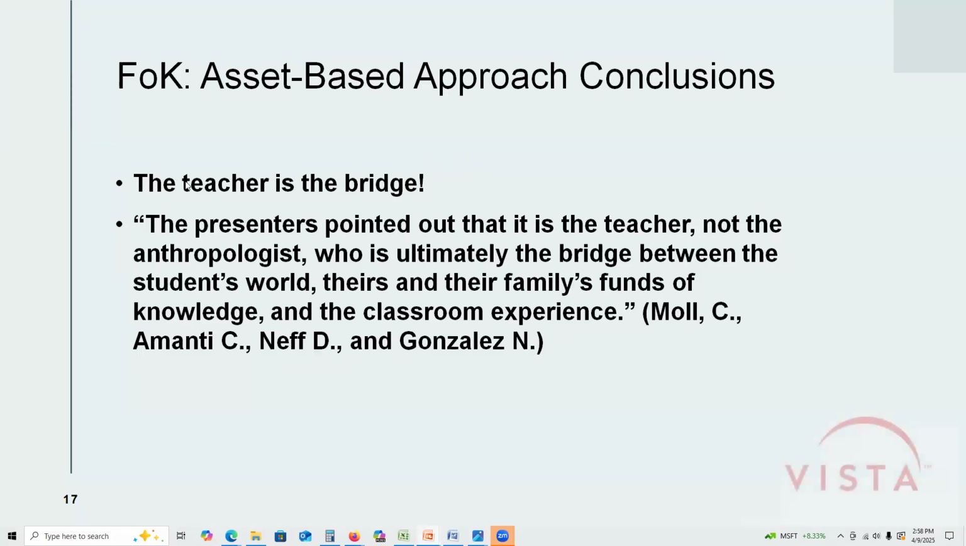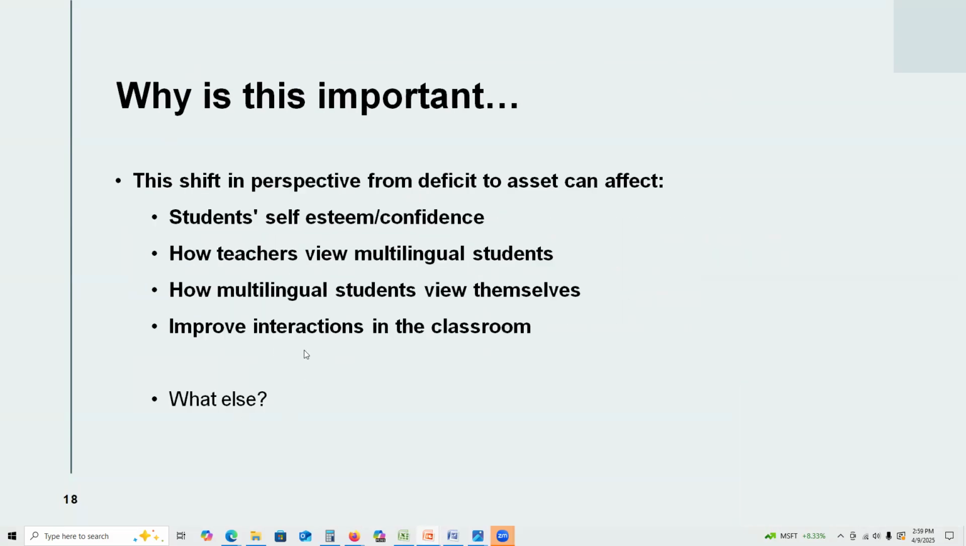And one final conclusion: the teacher is the bridge. Again, our original researchers of '92 pointed out that it is the teacher, not the anthropologist, who is ultimately the bridge between the student's world, their family's funds of knowledge, and the classroom experience. So why is this important? This shift in perspective from deficit to asset can affect all sorts of things. I just jotted some down here, but feel free to drop in the chat what else you think this could affect.